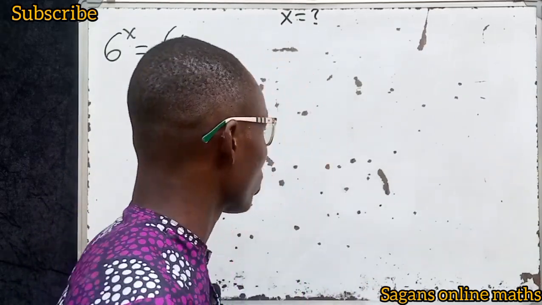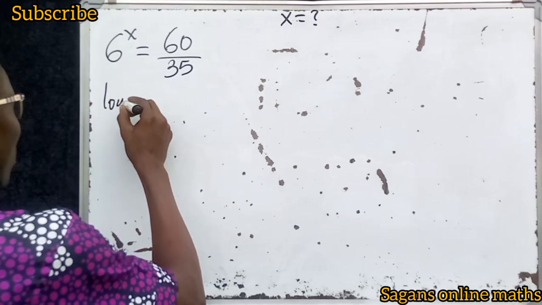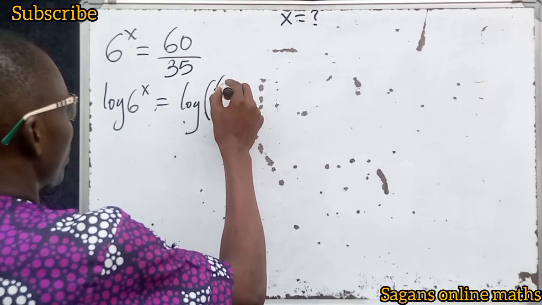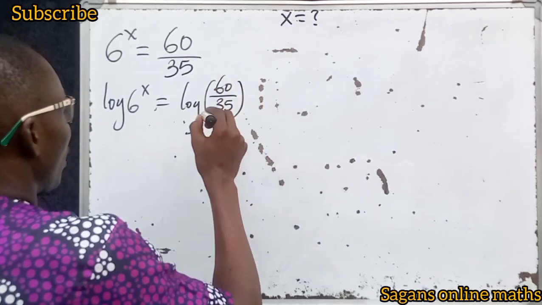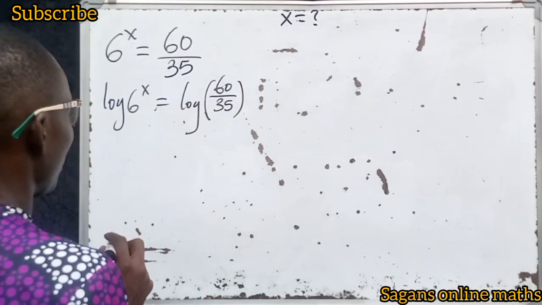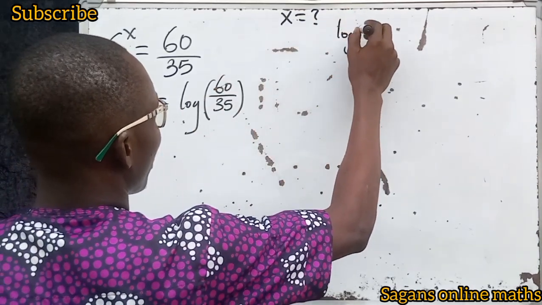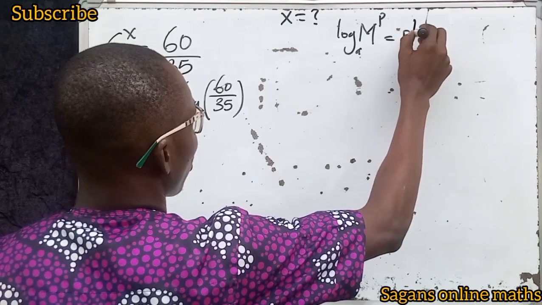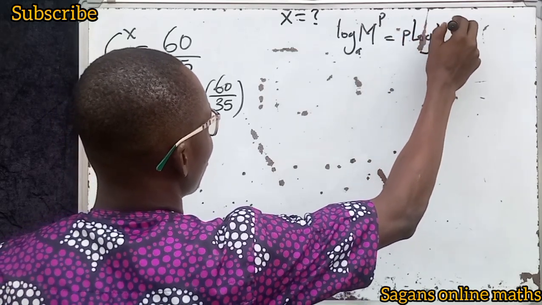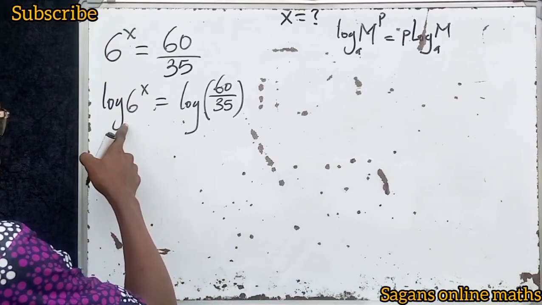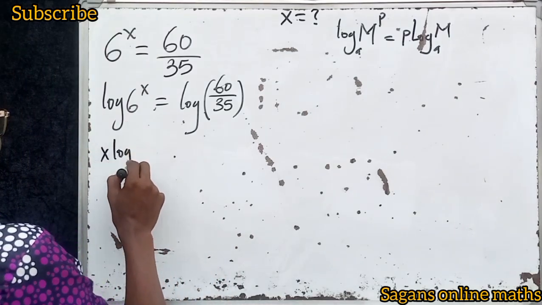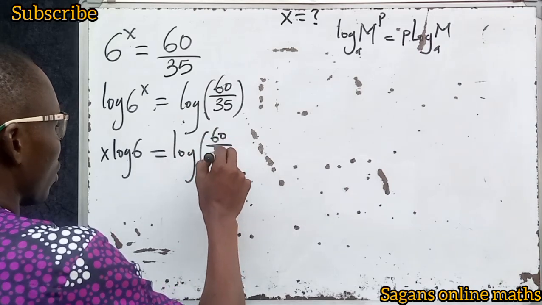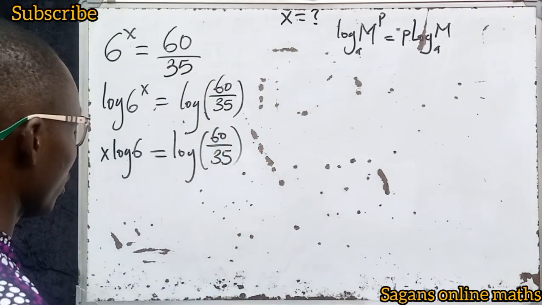Okay, let's take log of both sides. That means log 6 to the power of x is equal to the logarithm of 60 divided by 35. Now remember one of the properties of logarithm: the logarithm of m to the power of p, base a, is equal to p multiplied by the logarithm of m base a. Now we can do something very interesting here. That means this becomes x multiplied by log 6 equals the logarithm of 60 divided by 35. Wow, this is amazing, right?